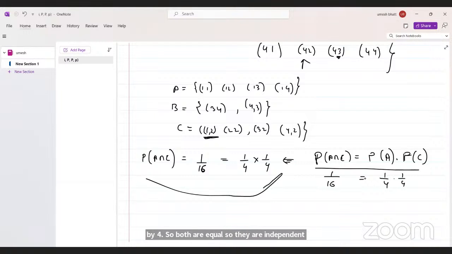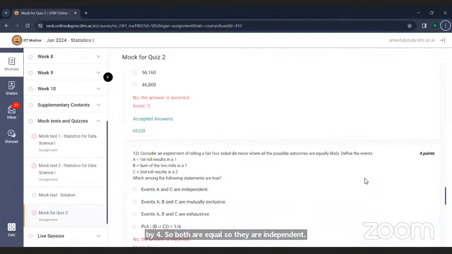Okay, sir. Yeah, got it. If they come out to be equal, then they are independent. This is the definition of independent. The second definition is probability of A given B equal to probability of A.